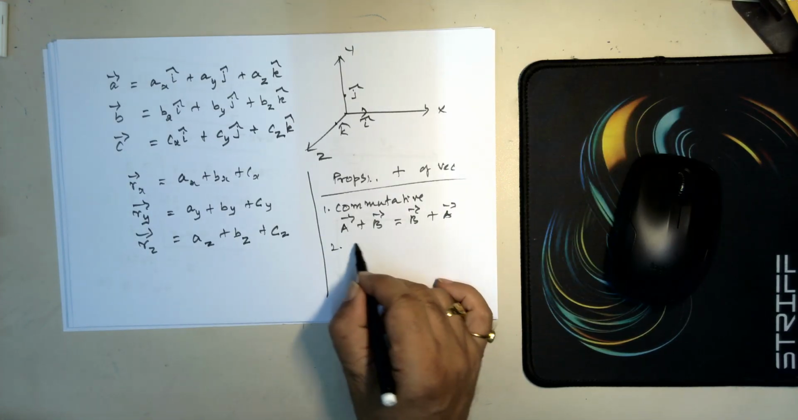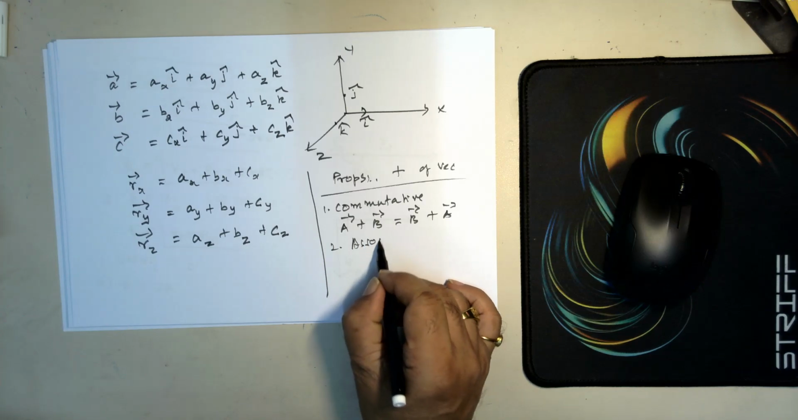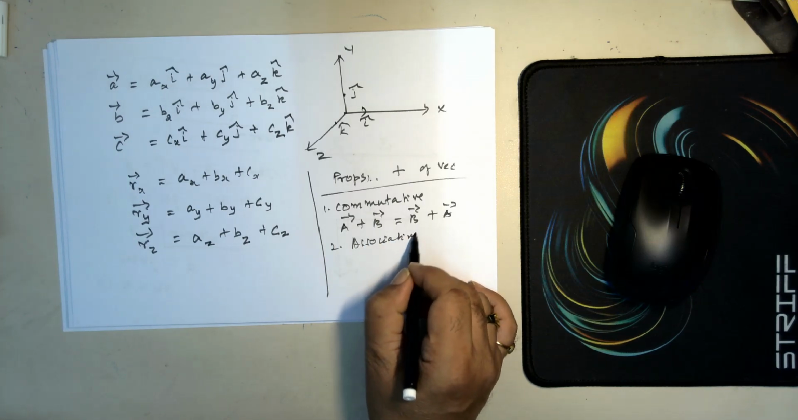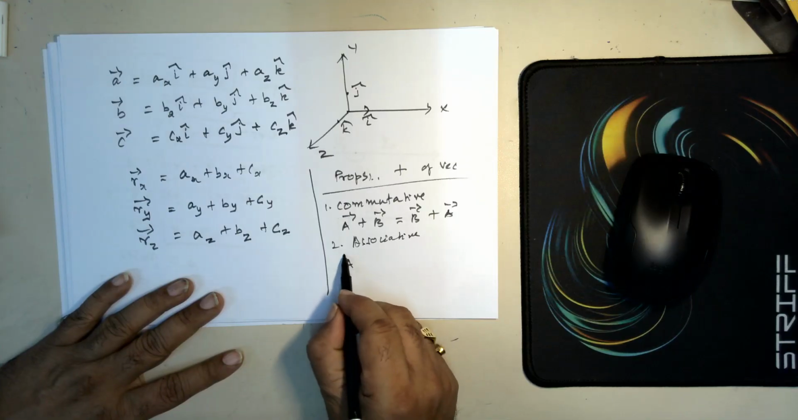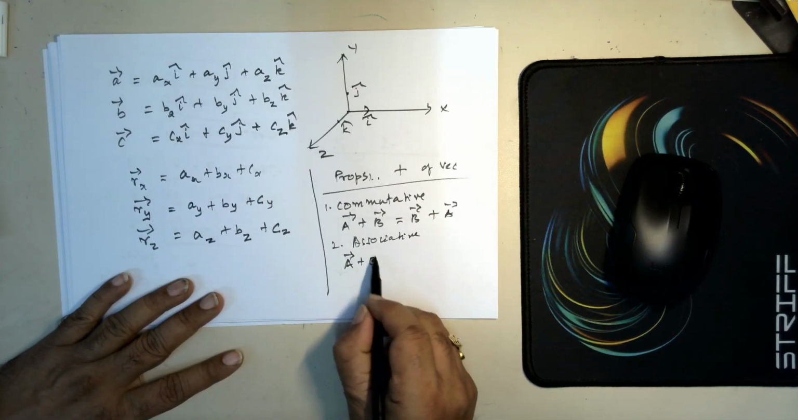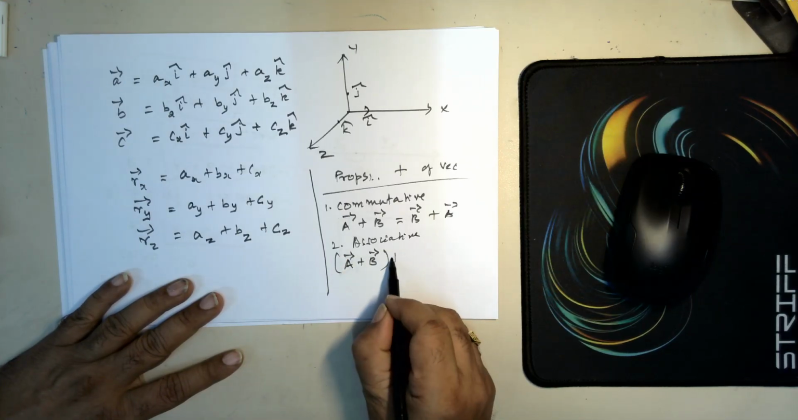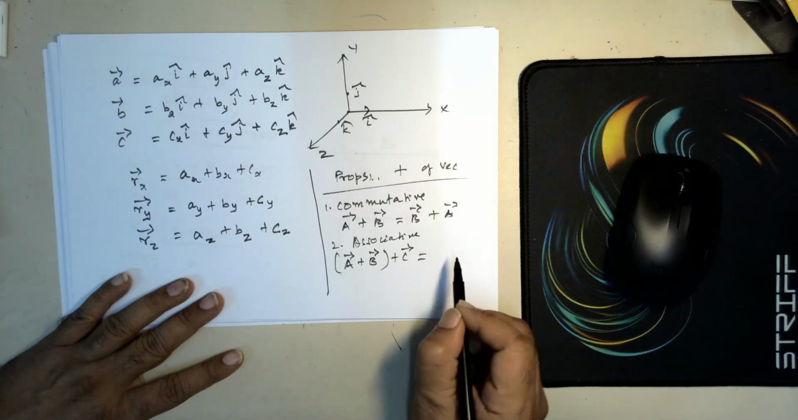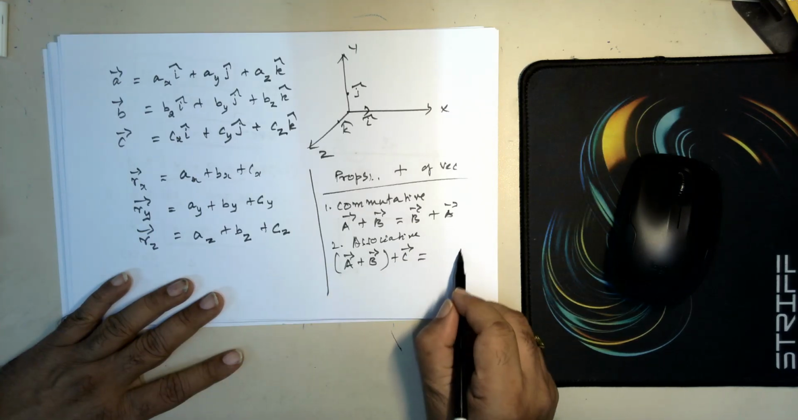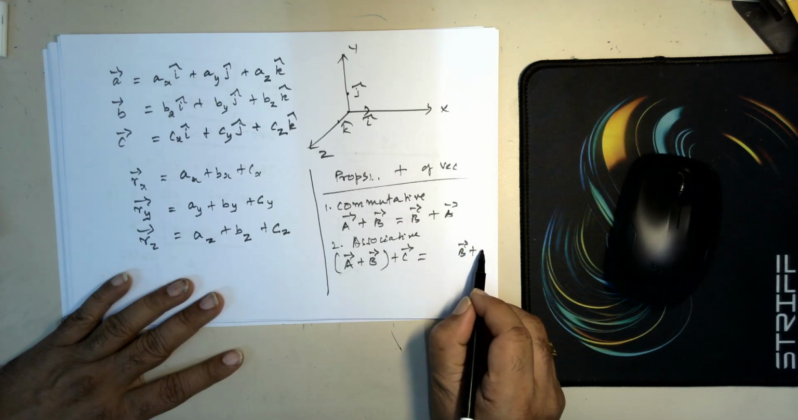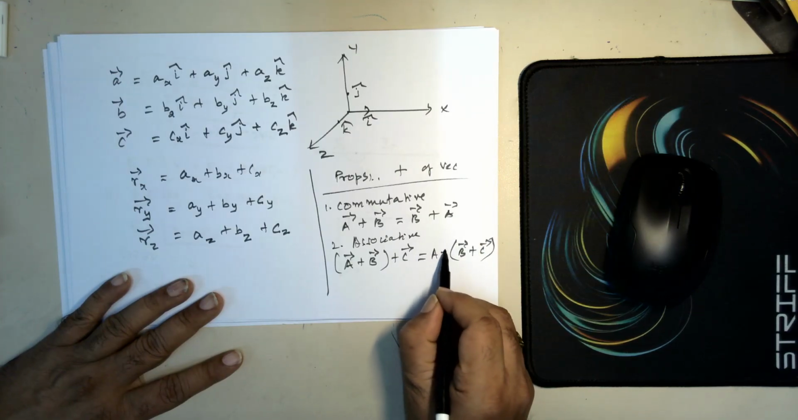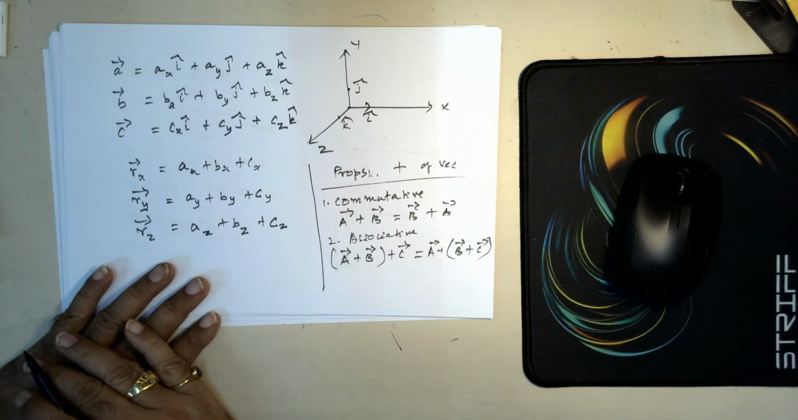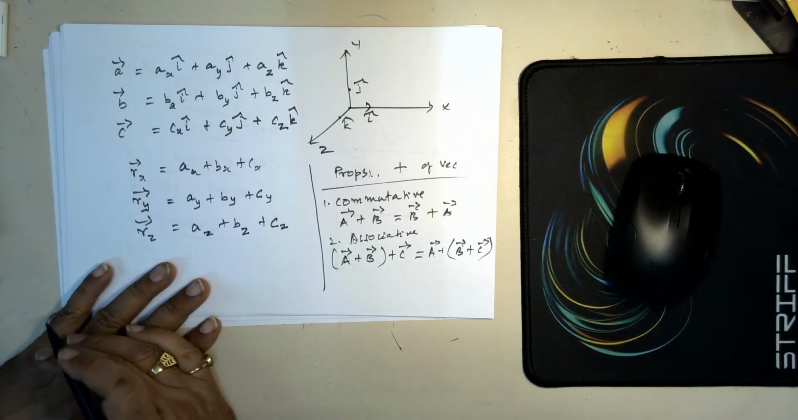Then the associative law. Associative: let me consider a third vector. For example, this vector A is combined with vector B, and then it is combined with vector C. So I can combine A with the B plus C vector, and then it can be associated with the A vector like this. So this is called the associative law.